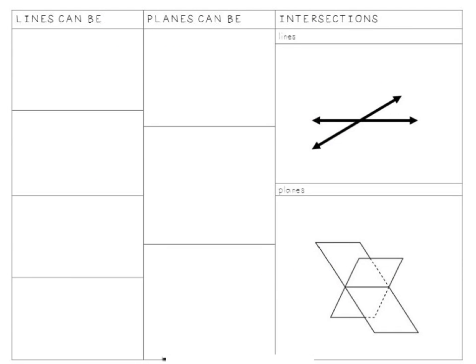Now, just a few pieces of information about lines. Lines could be parallel. We'll elaborate on that in a second. They could be perpendicular. They could be intersecting.